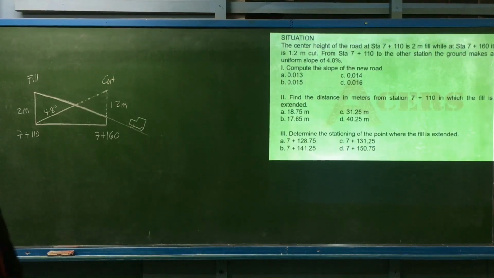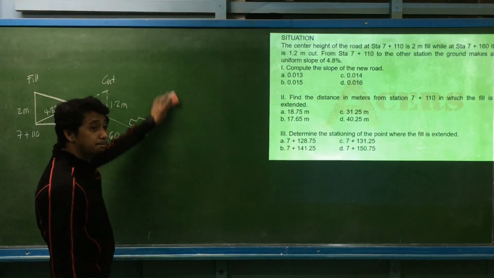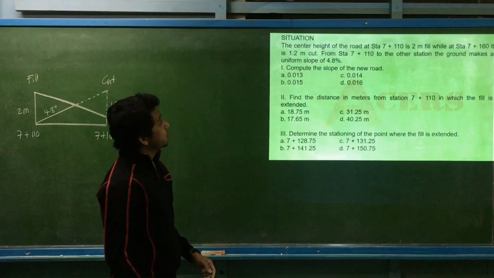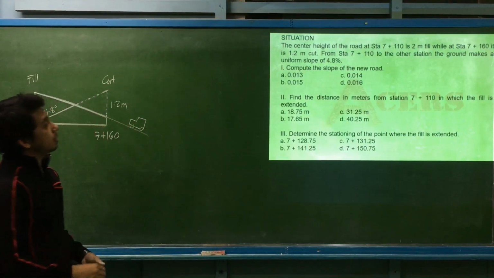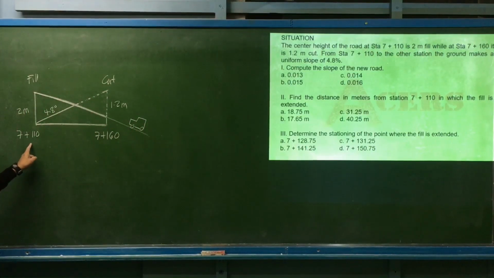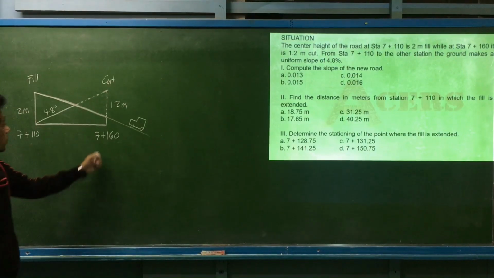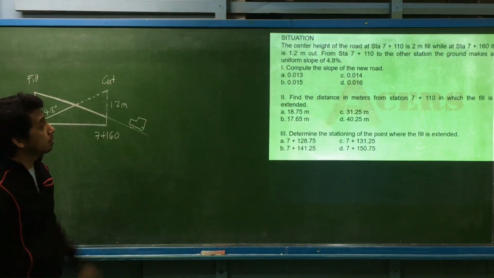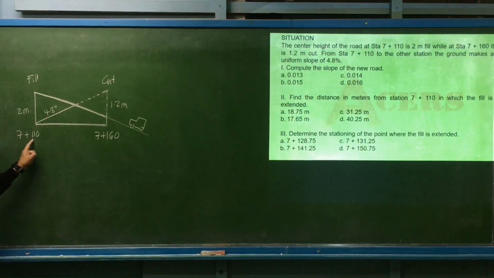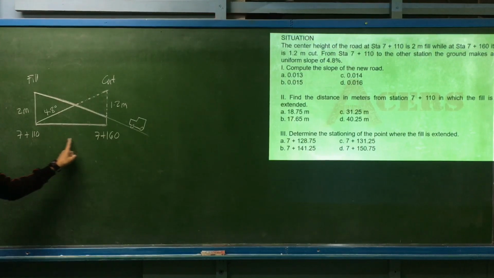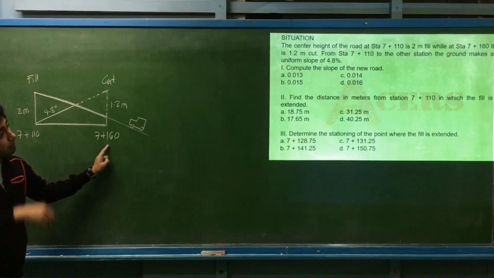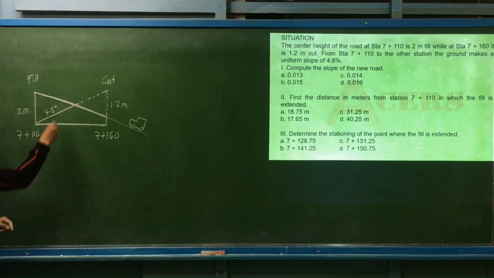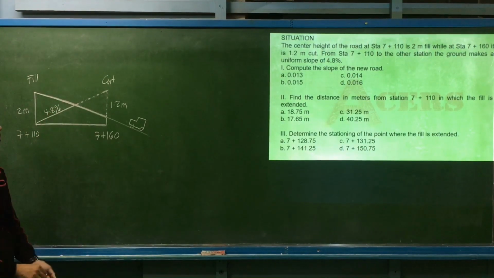Alright, so this is on cut and fill. So the center height of a road at 7 plus 110 is 2 meters fill, while at station 7 plus 160 it is 1.2 meters cut. From station 7 plus 110 to the other station, the ground makes a uniform slope of 4.8%. So, compute the slope of the new road.